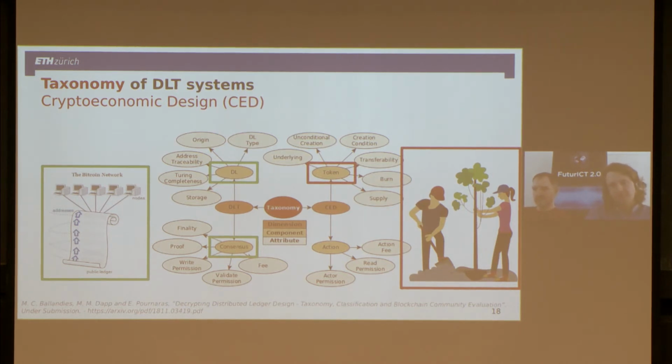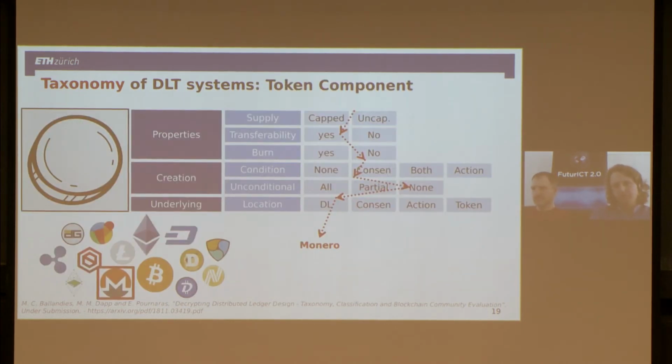So just an example of how this taxonomy could be used is that now we have this token component, and we have these 6 attributes which describe this token. For example, the supply. So a token could be capped or uncapped. It could be burned. The creation of new tokens can be conditioned. So maybe it's connected to the consensus.